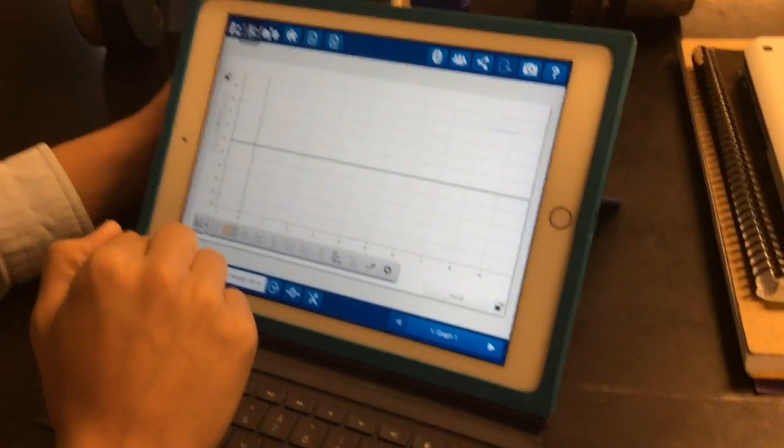Okay, is it at 40 centimeters? Yeah. Oh my gosh!